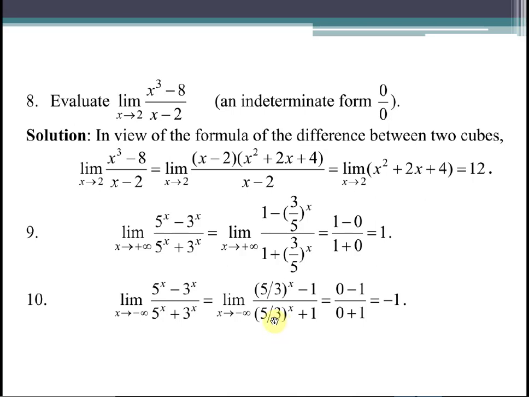And similarly in the denominator also. And we have 0 minus 1 over 0 plus 1, where the answer is 1.